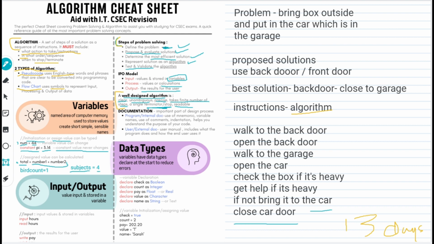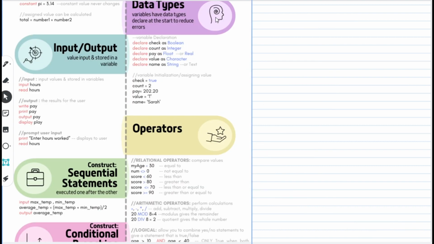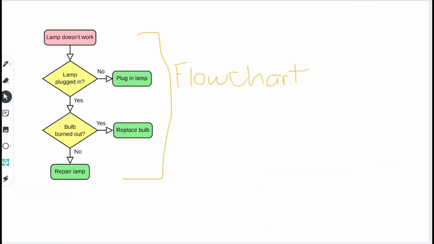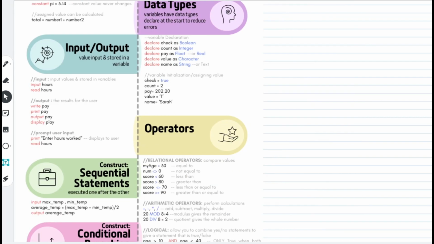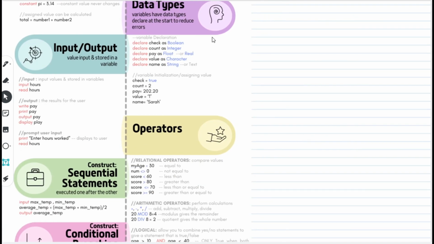All right, moving on. And we're back. So now we're moving right along. Data types. So we spoke about variables, right? Now we're going to talk about data types. Now, variables have data types.